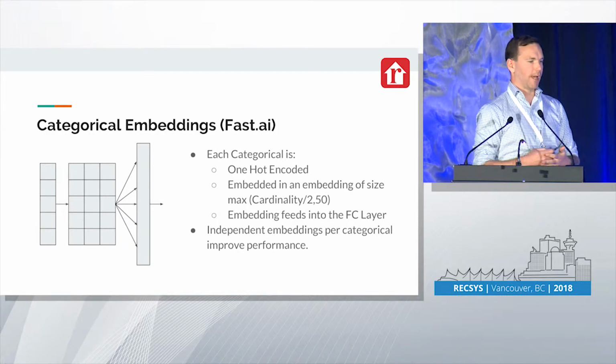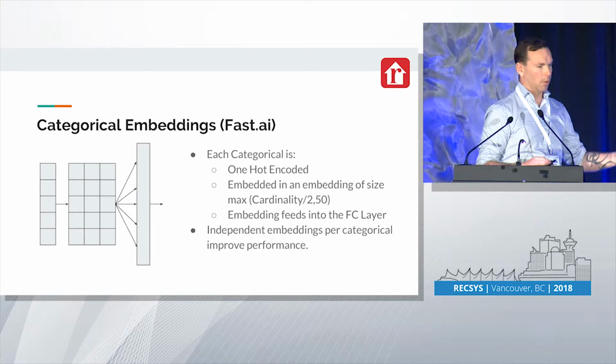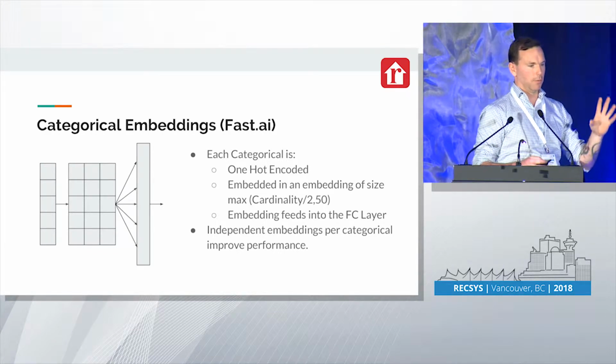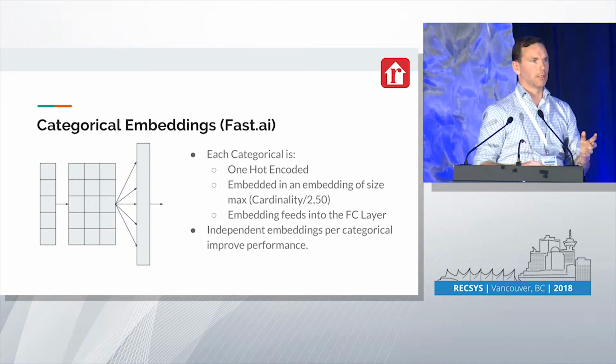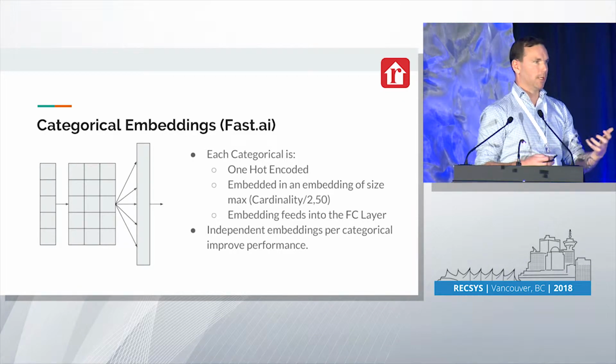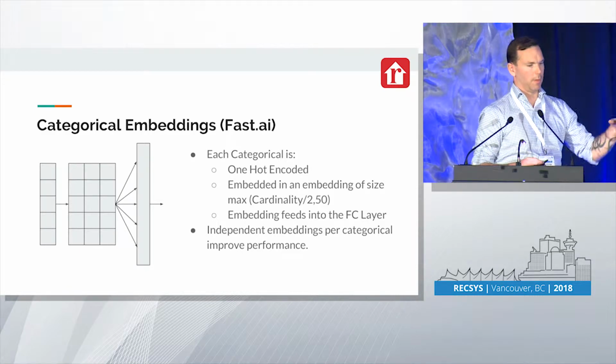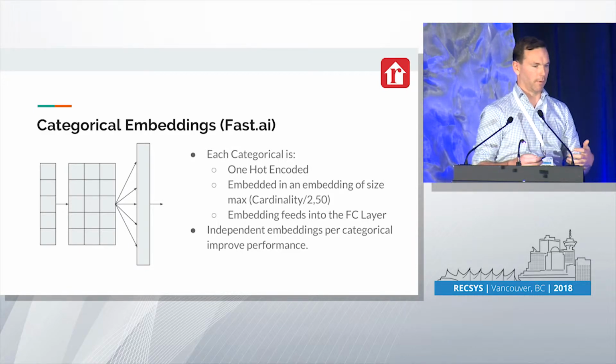So for categorical variables, when you one-hot encode a categorical variable, feeding that directly into the fully connected layers is a very common technique. But it turns out that if you treat each categorical as its own embedding space, one-hot encode them, and then feed them into an embedding of size max cardinality over 2 and 50, we find 50 seems to be about the biggest.